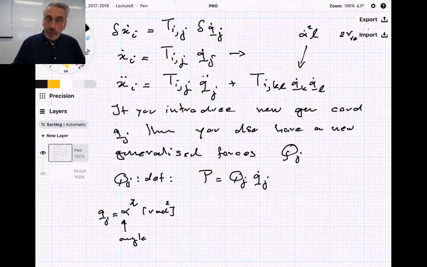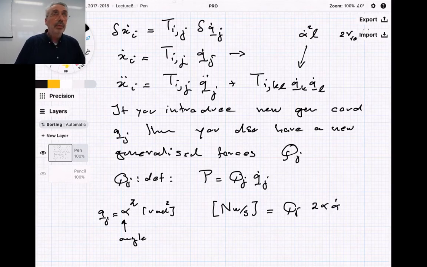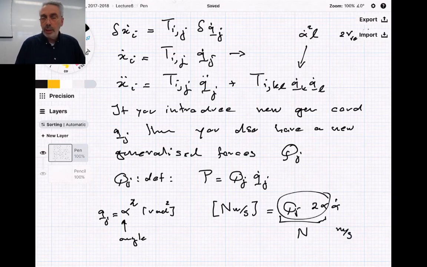Then, by definition, this power in Newton meters per second should be your generalized force times your Q dot. And your Q dot in this case, if this is your Q, is just 2 alpha dot. Right? So now if you want to interpret this as a sort of force, then the only way to interpret it is that these are newtons, and these are meters per second. So this whole product is a force. So if you want to know what Q is, well, it's apparently the force divided by 2 alpha.